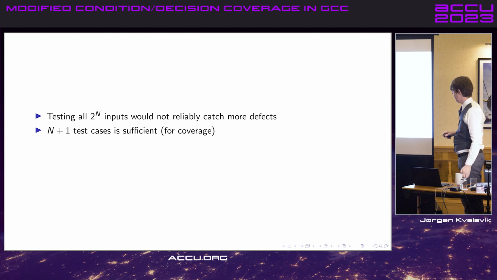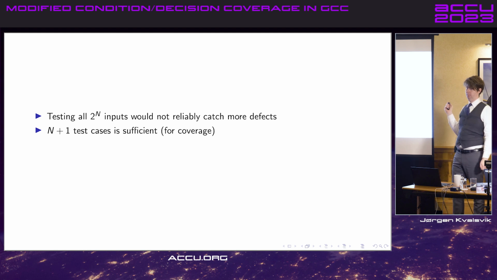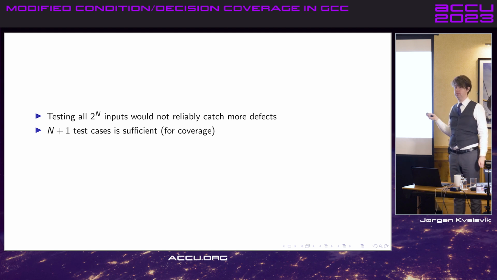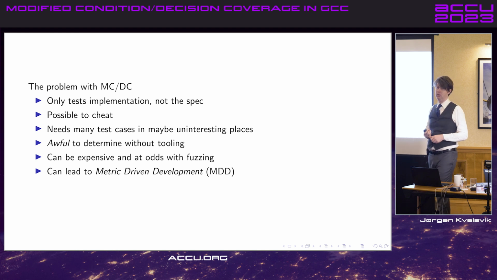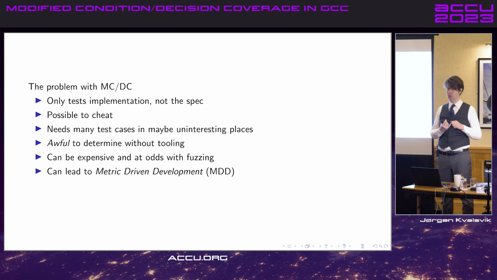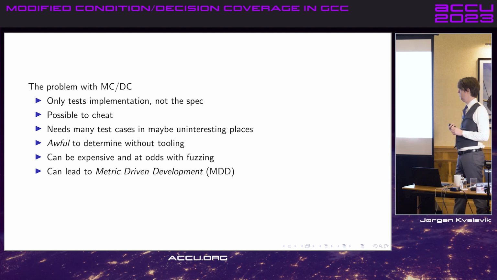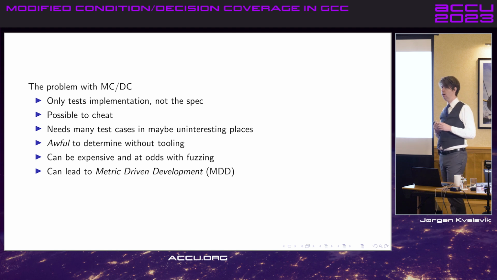In general, n+1 test cases is sufficient for coverage, but please bear in mind that n+1 inputs might not be sufficient for actual good testing. It's different. So the problem with MCDC, the way I see it, is that it primarily tests the implementation and not the specification. So if your algorithm is terrible, it doesn't matter that you have coverage. It's possible to cheat. We're going to look into what that means later. But it is possible to reduce the requirement of the test suite by slightly editing your program.